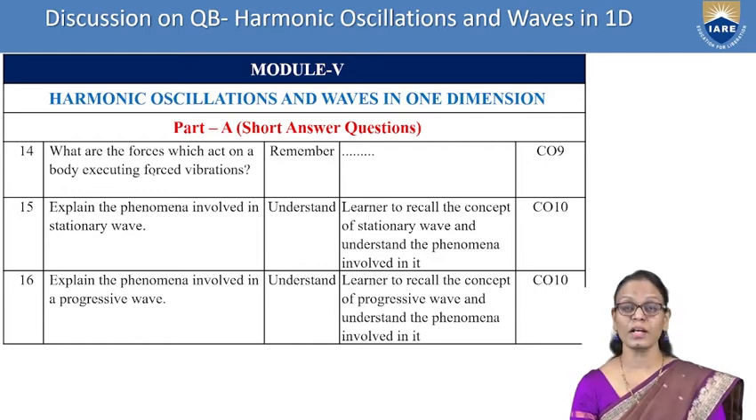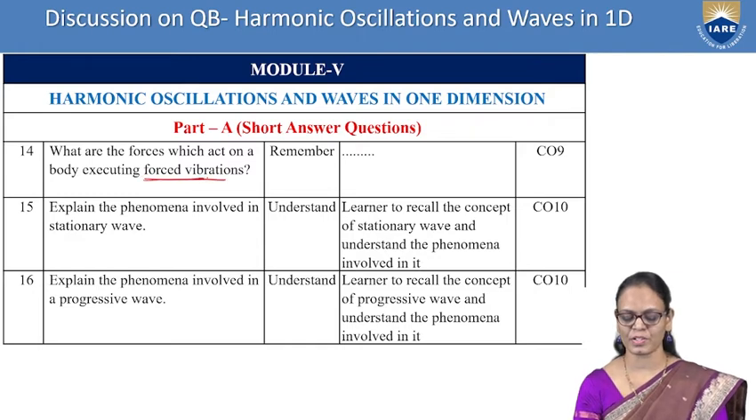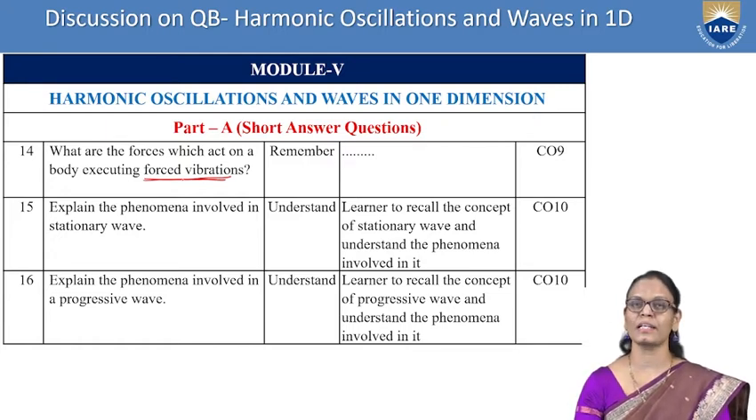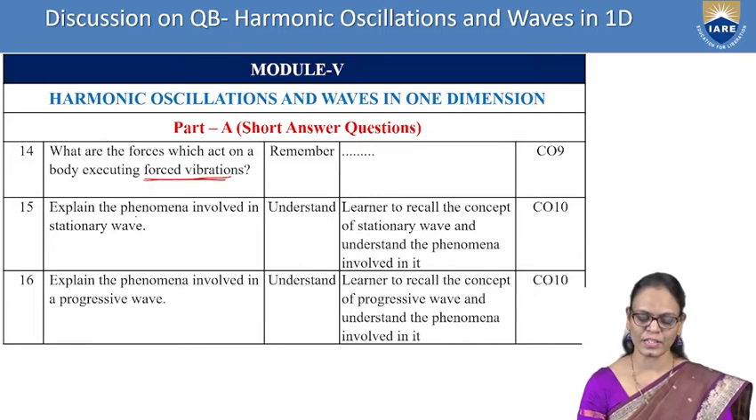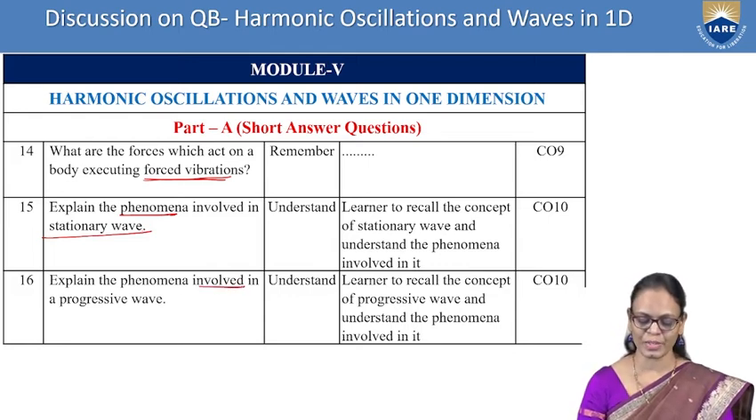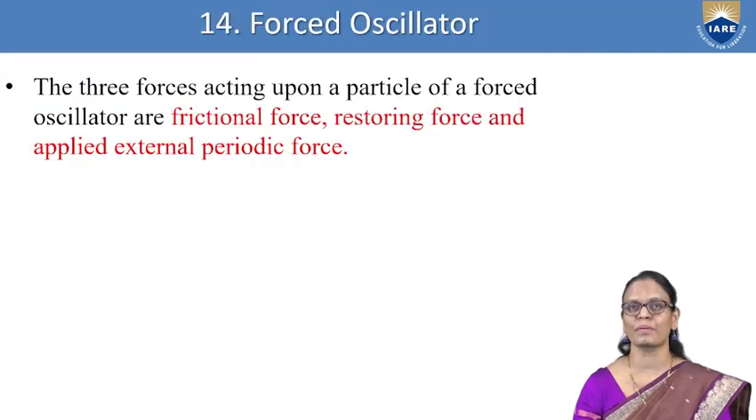Now the next one, what are the forces which act on a body executing forced vibrations? Now we are going to talk about a forced harmonic oscillator. So what are the type of forces that act on these type of oscillators? And then we will also see the phenomena involved in a stationary wave, means how are stationary waves formed. And then the phenomena involved in progressive waves. So we are going to understand about progressive as well as stationary waves. So first let us see what are forced vibrations.